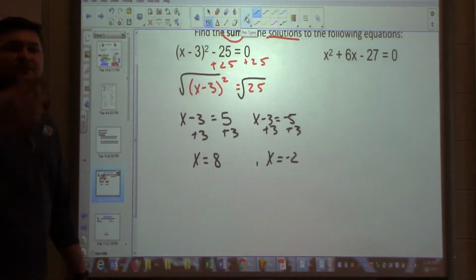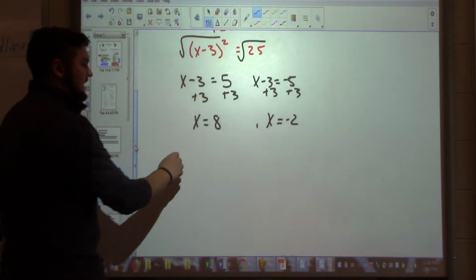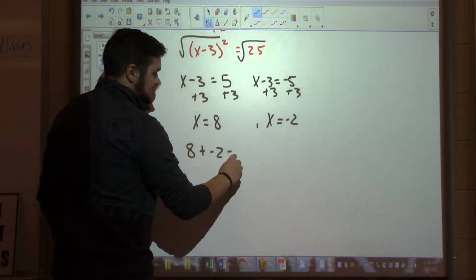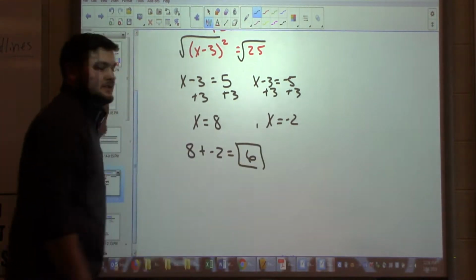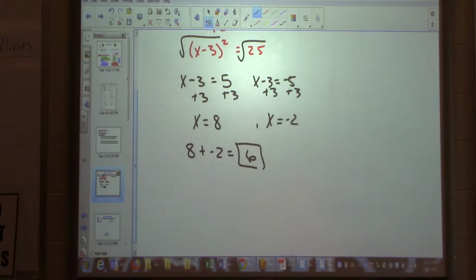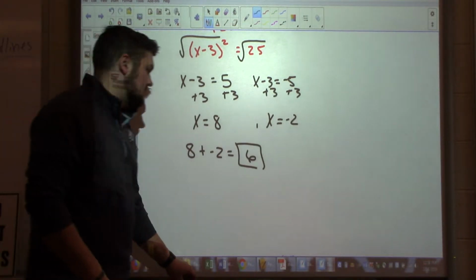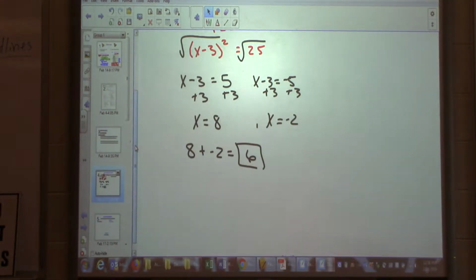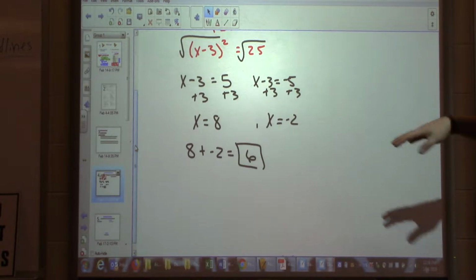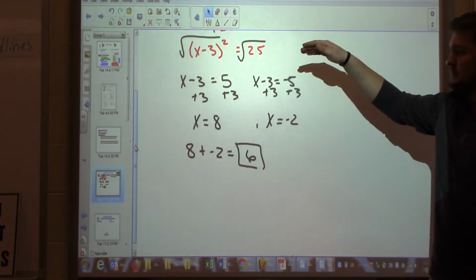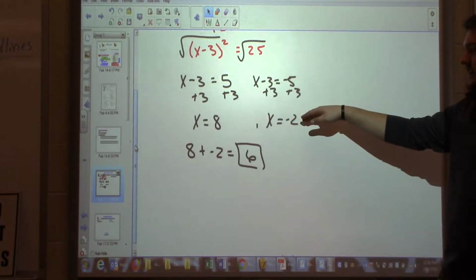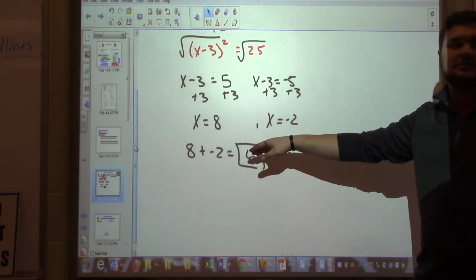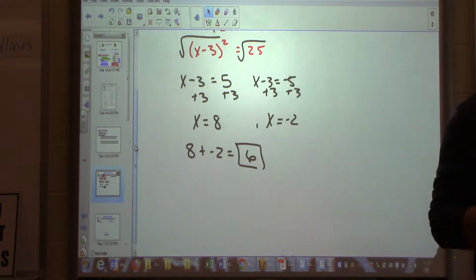So I need to find the sum, so I need to add my 2 answers together. 8 plus negative 2 equals 6. That's the sum of my solutions. 6. That's my answer. Okay, guys, make sure it's not x equals 6. My solution isn't x equals 6. It's just 6. I added my 2 solutions together. My solutions were x equals 8 and x equals negative 2. X does not equal 6. That's just the sum of the solutions.